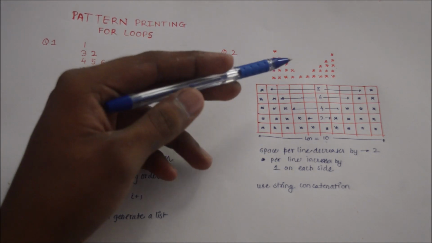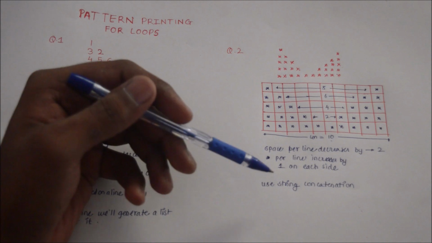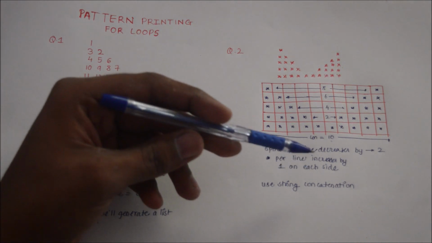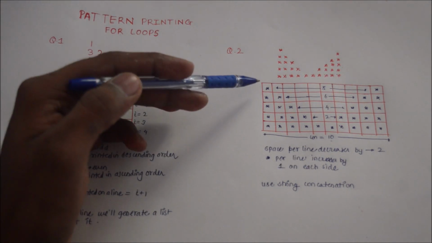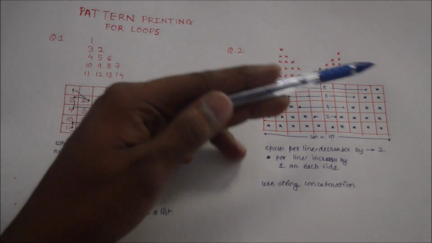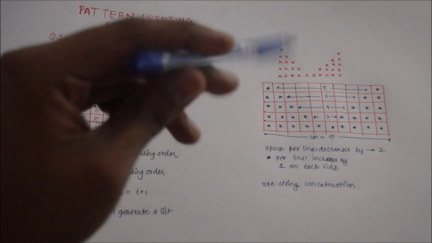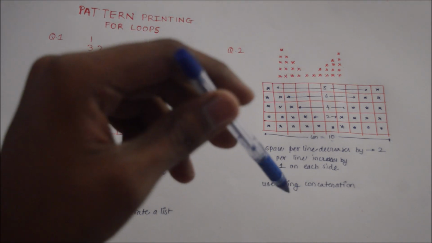So to print this type of pattern, we will use string concatenation. Now what does string concatenation mean? So we will first print this asterisk and then add 8 spaces to it, and then again print this character. This we will run in a for loop with a condition in it. So let us see the code for this question.